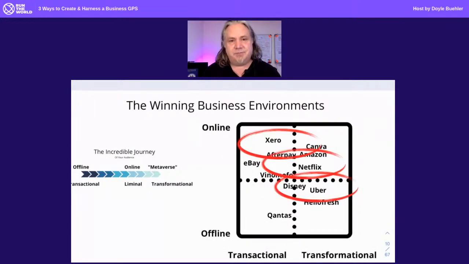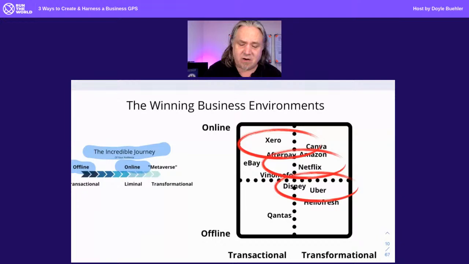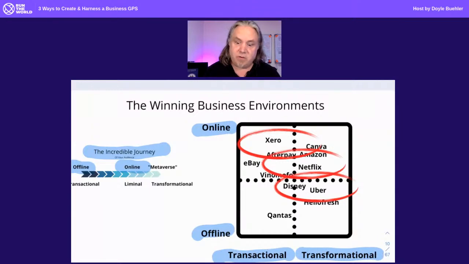Excellent. Now, the winning business environments, I showed you earlier about the incredible journey, the transformation of being offline versus online. And there are going to be companies that are online versus offline, and there are going to be companies that are transactional versus transformational. So where do we want to be? We want to be in this space here, and you'll see a lot of the companies that are doing very well.